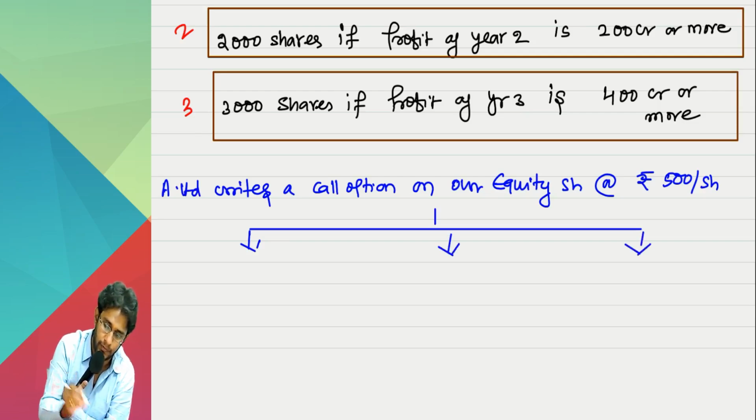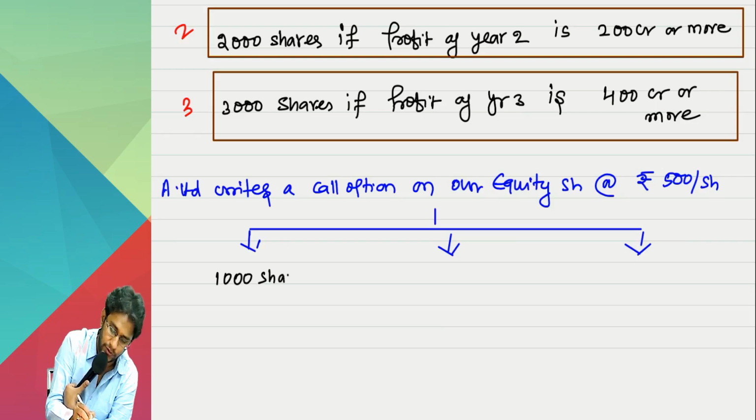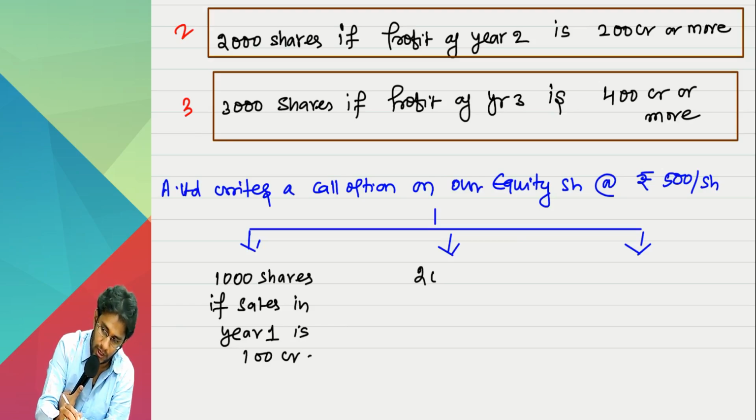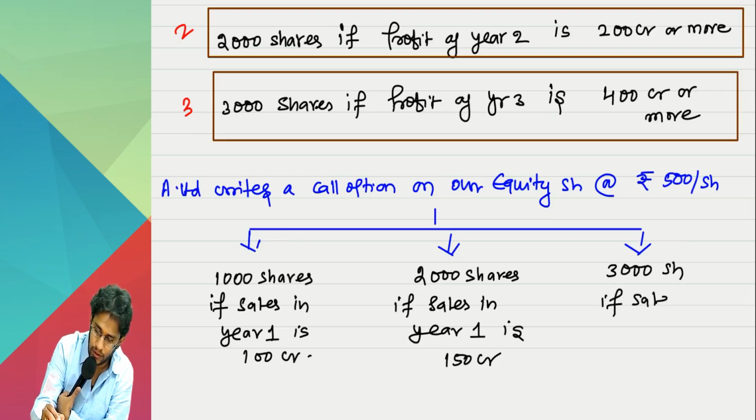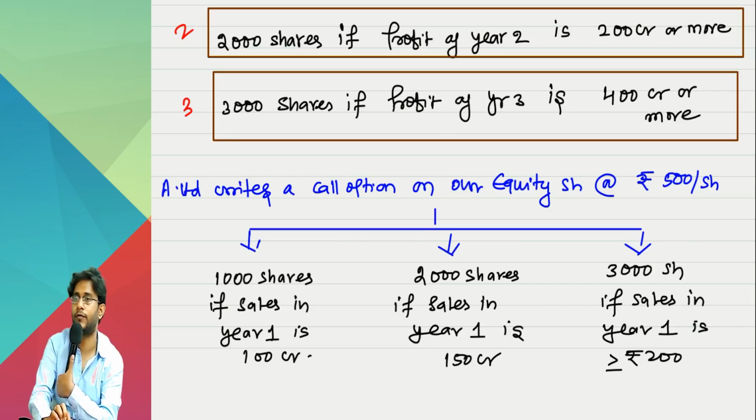I kept 3 clauses. I told you that I will issue 1000 shares if sales in year 1 is 100 crores. I will issue 2000 shares if sales in year 1 is 150 crores. I will issue 3000 shares if sales in year 1 is greater than or equal to 200 crores.